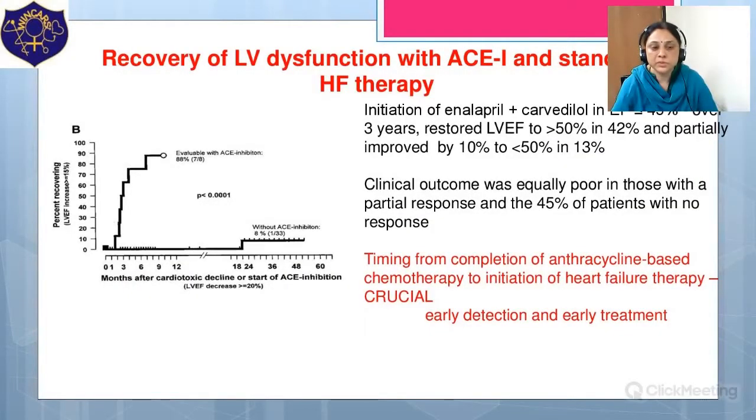This graph shows the improvement in the LV ejection fraction on initiation of enalapril early after detection of LV dysfunction. Initiation of enalapril and uptitering it along with carvedilol in patients with LV ejection fraction less than 45%, when they were followed up over a period of 3 years, restored the ejection fraction to more than 50% in nearly 42% of the patients. However, in 13% there was only a partial improvement from 10 to less than 50%.